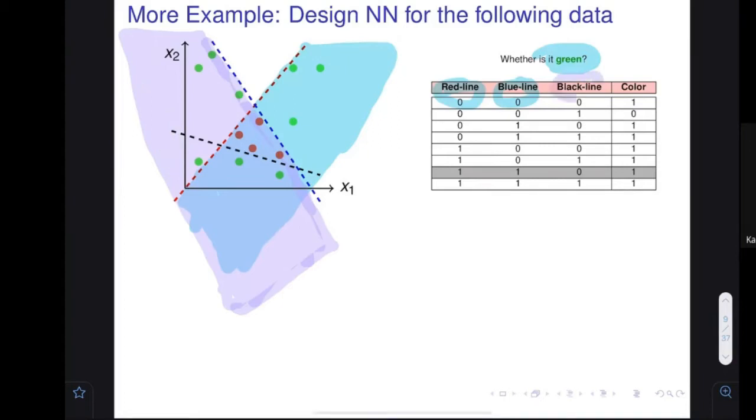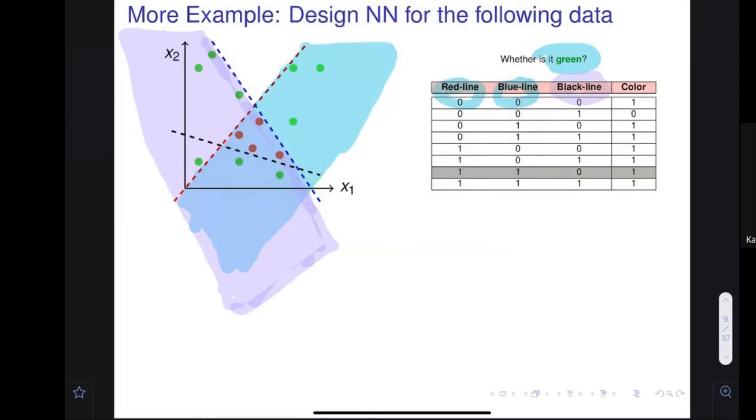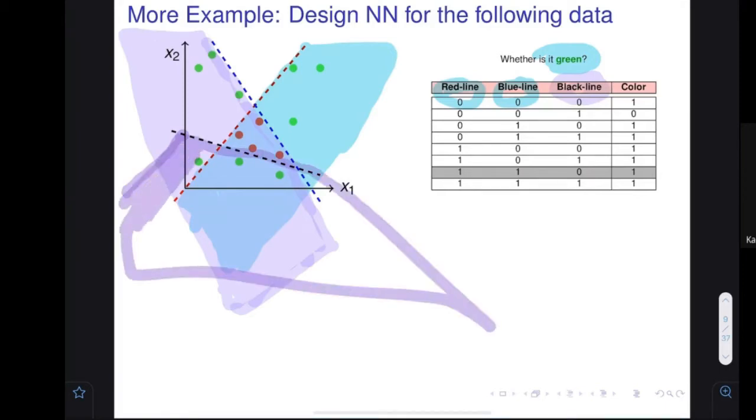So this is the blue line. Next is the black line. I have to go below the black line. Let me change my color. Where is the black line? This is the black line. I have to go below the black line. So I say that I am going to this particular area. This is the area going below the black line.